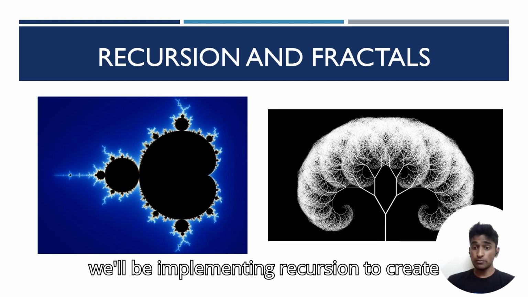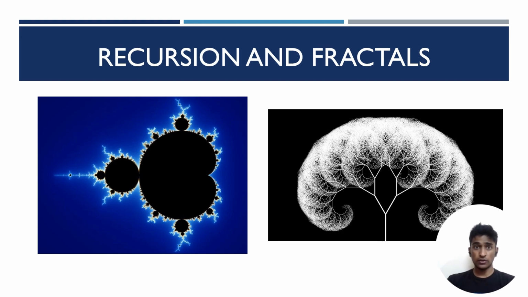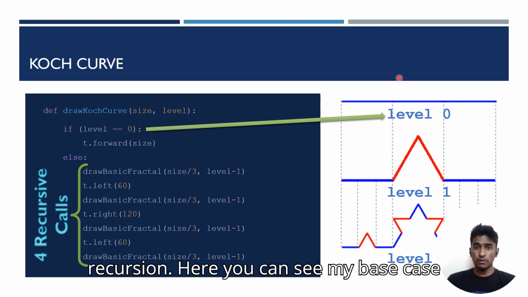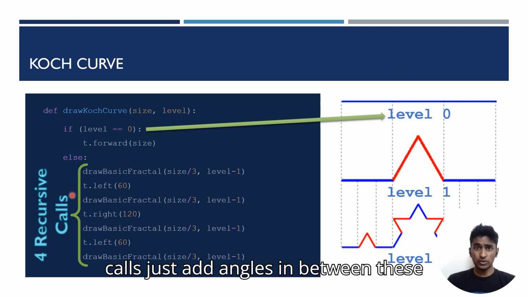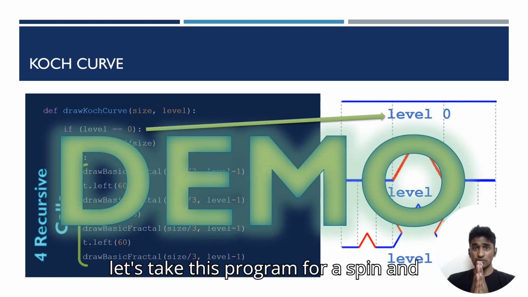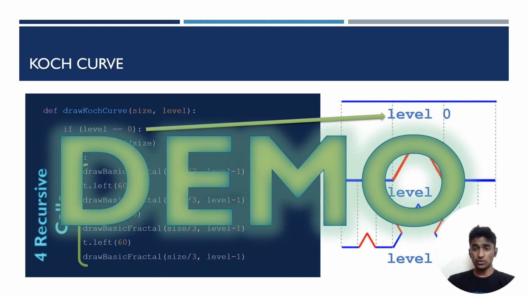So now we'll be implementing recursion to create some fractal art. First up is a Koch curve, a classic example of recursion. Here you can see my base case is a straight line, and my 4 recursive calls just add angles in between these lines. So let's take this program for a spin and see if we can make some cooler art.